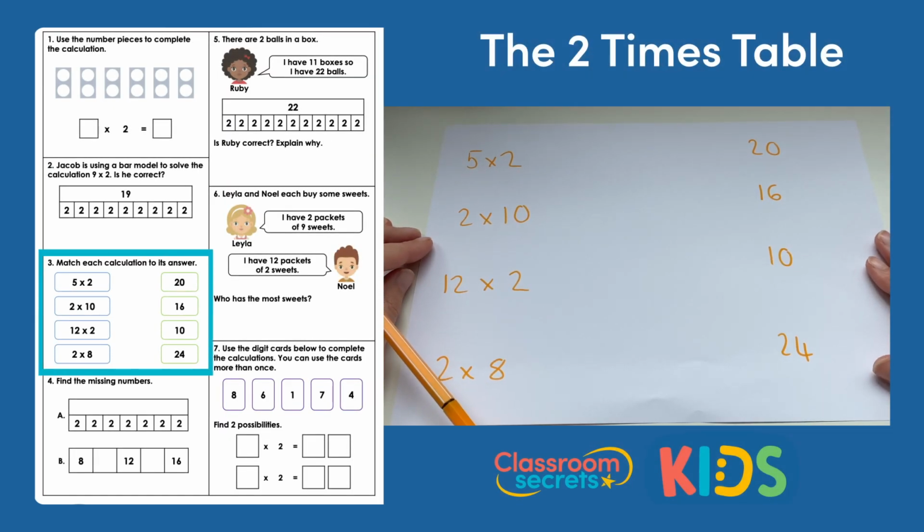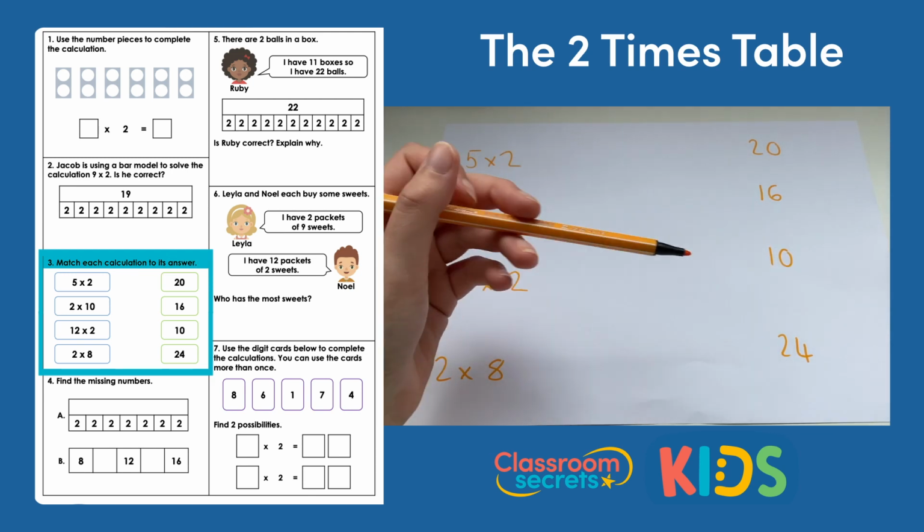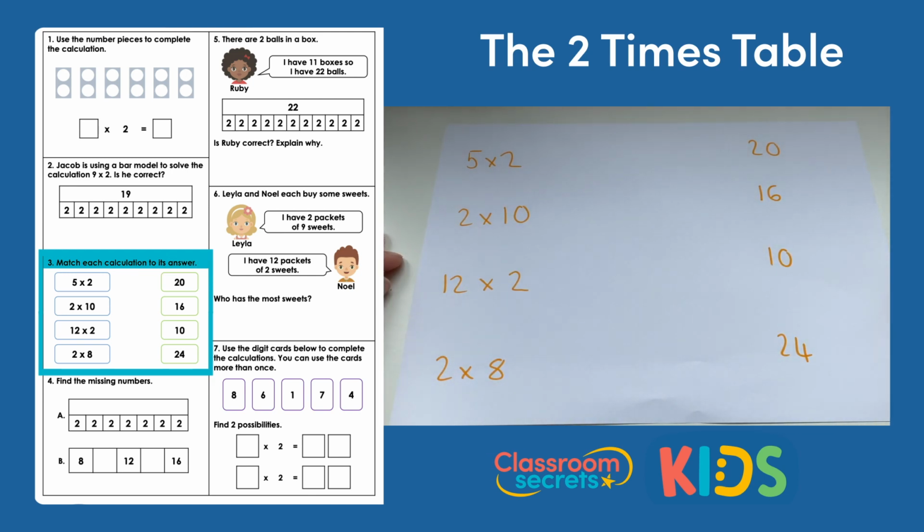Okay, the next question. Match each calculation to its answer. We've got the calculations down the side and the answers at the other side. So here I need to count jumps of 2 to work out the answers. You could count on in your head, use a number line, or draw pictures to help you. I'm going to work these out in my head. So the first one is 5 times 2.